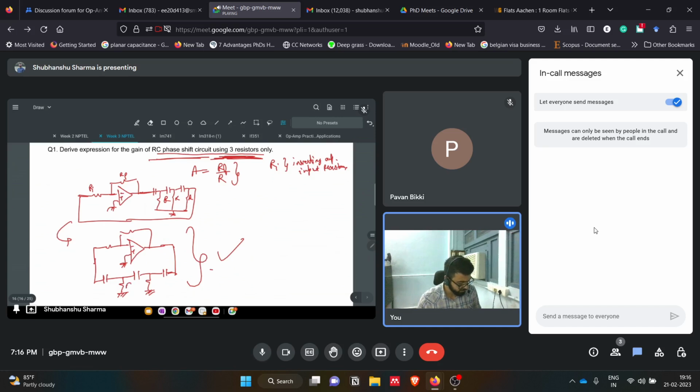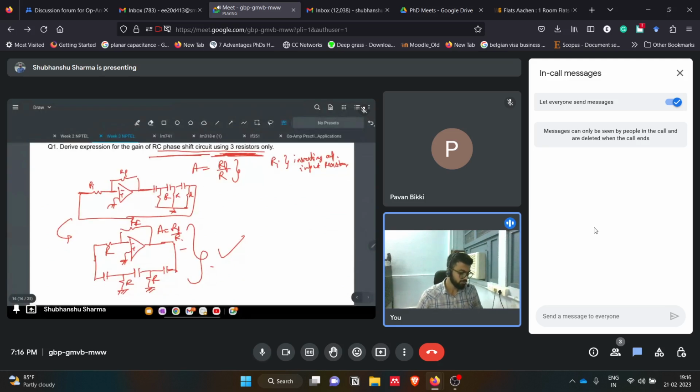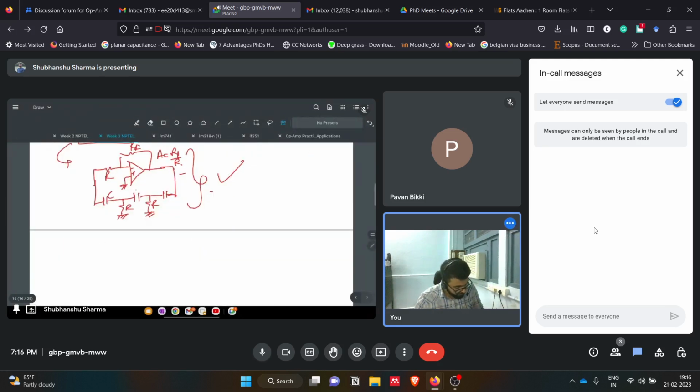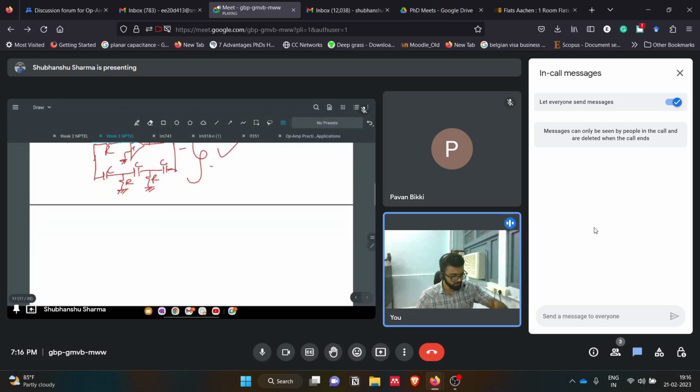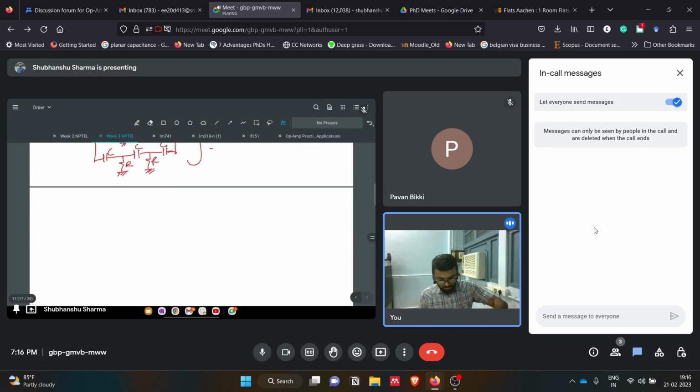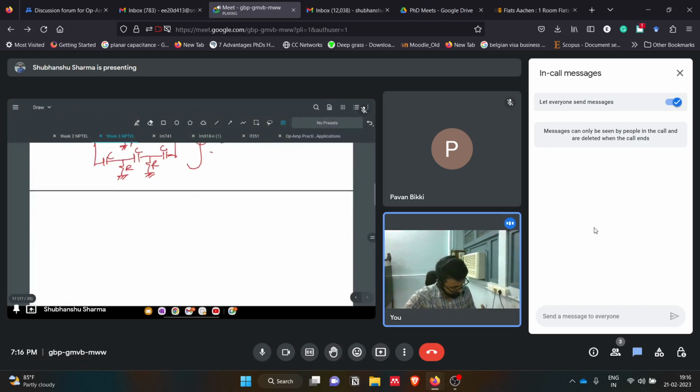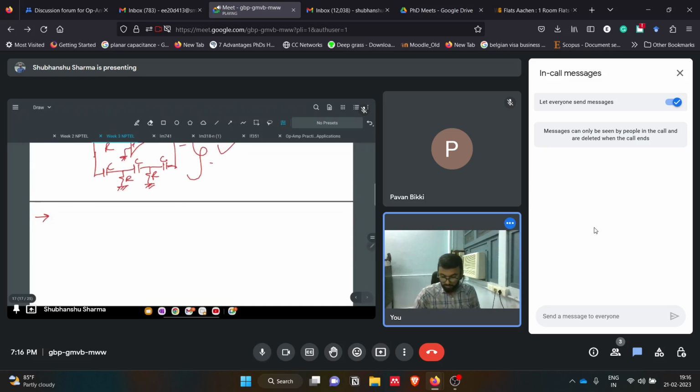This was RF, and the gain was given as RF by R. So how will we do this? I'll just solve it for you. Whoever had this doubt can see this. It is a little bit lengthy, so have patience. We'll slowly solve till the end. First I will make the circuit properly.